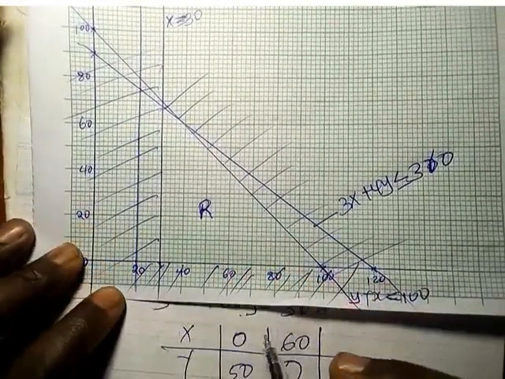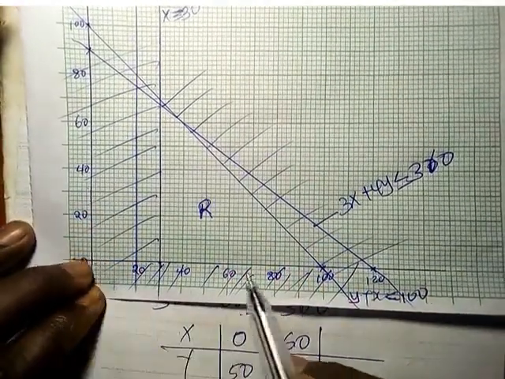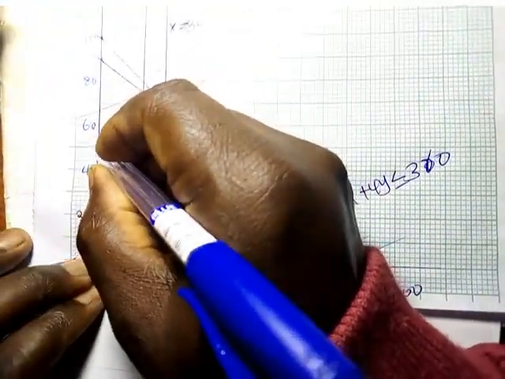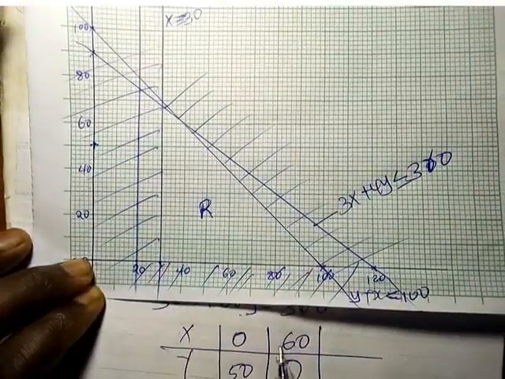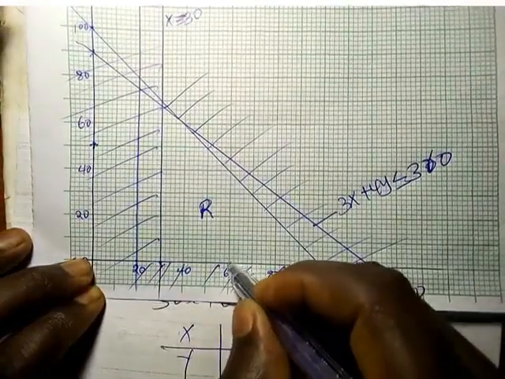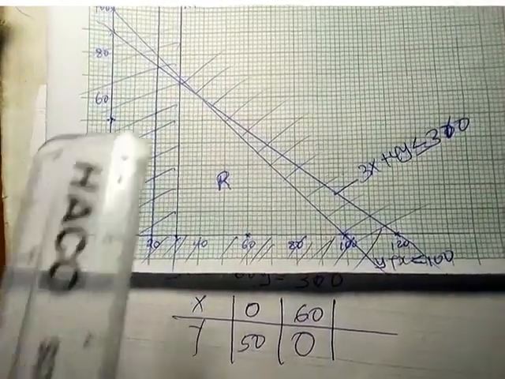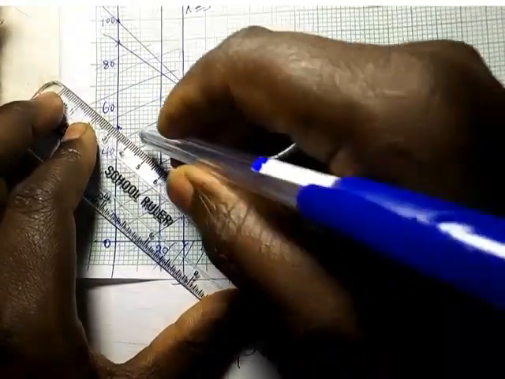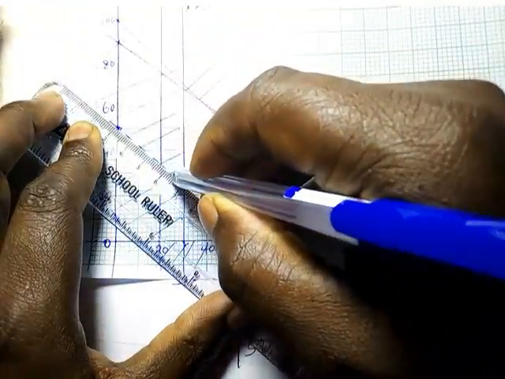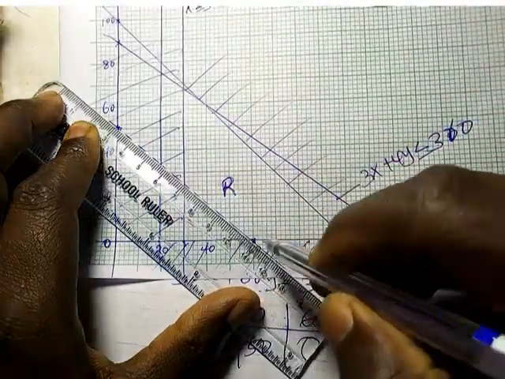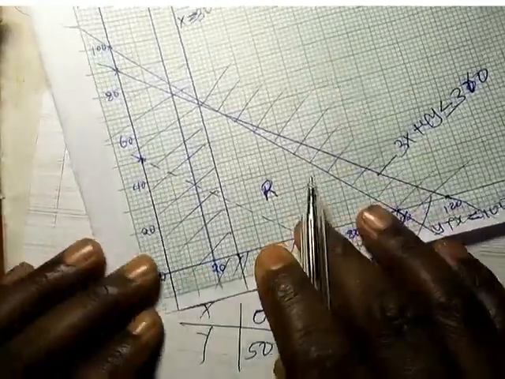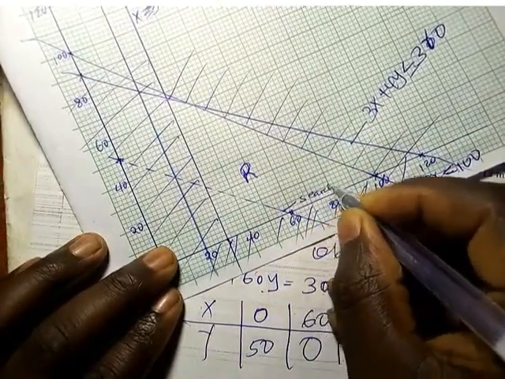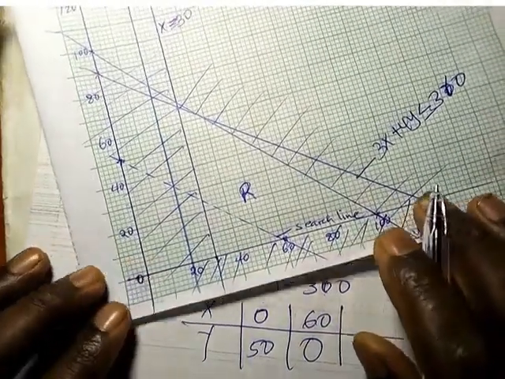When x is 0, y is 50, so 50 is here. When x is 60, y is 0. So we draw a dotted line and we label it a search line. This is a search line. We use a dotted line like this, and it is important that you label it. You label it as the search line.